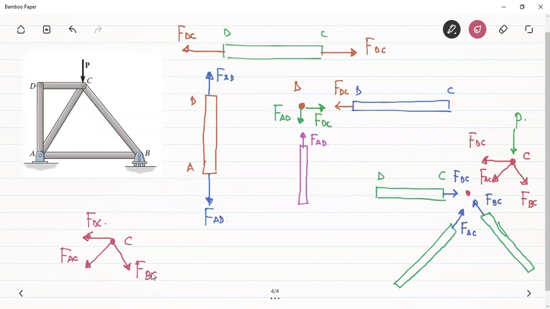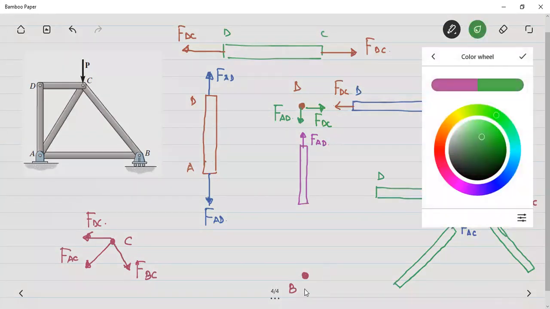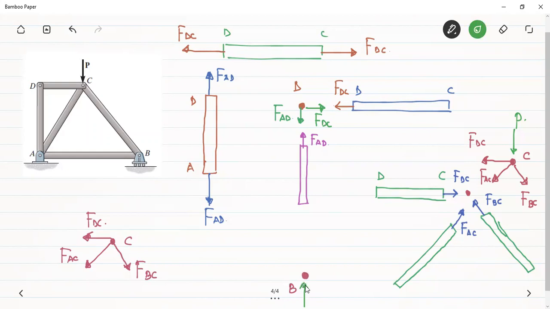Okay, so similarly, if you want to draw the free body diagram of the joint B, we can directly see that if this is the joint B, there will be one roller reaction. This was By. Now it is connected to two members, the BC member. Then the force in the BC member on the joint will be shown away from the joint. And the force in the AB member, again, will be shown away from the joint on the joint B.